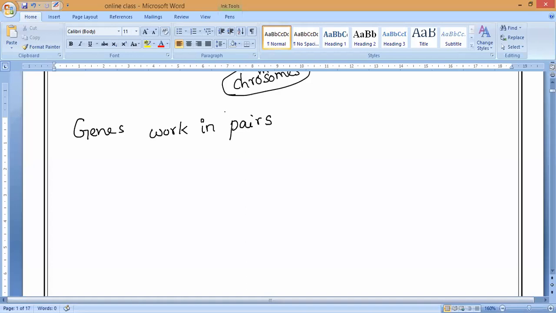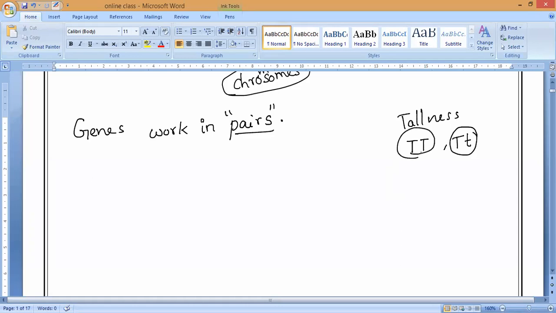Pairs, sir. Genes always work in pairs. That is the first point which you need to remember. There is a pair of genes for each characteristic of an organism. If we take, for example, tallness, we have a pair of genes. What is the pair of genes? Either capital TT or capital T, small t. These are the possibilities. Is it yes or no, guys? Tallness, yes, please respond.